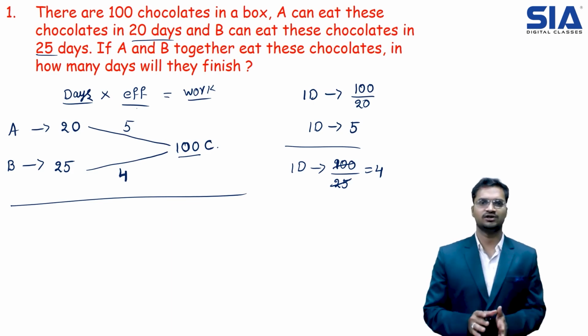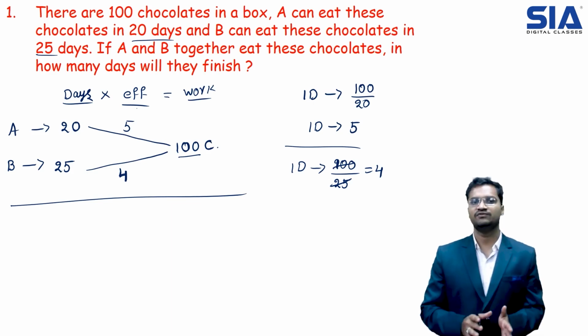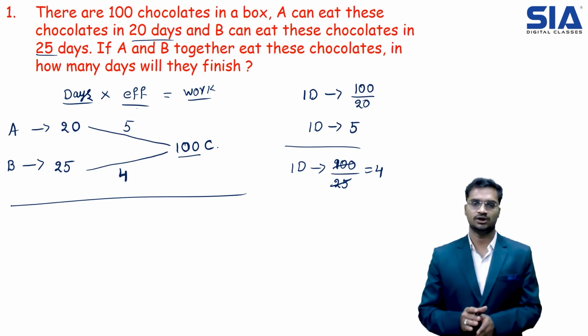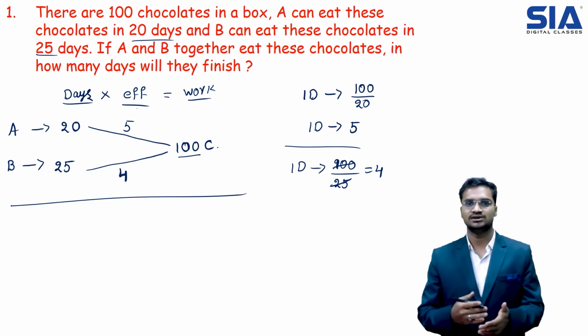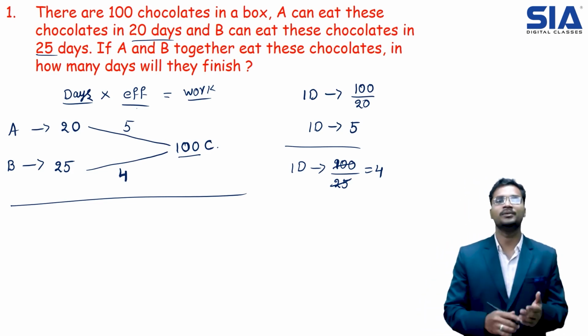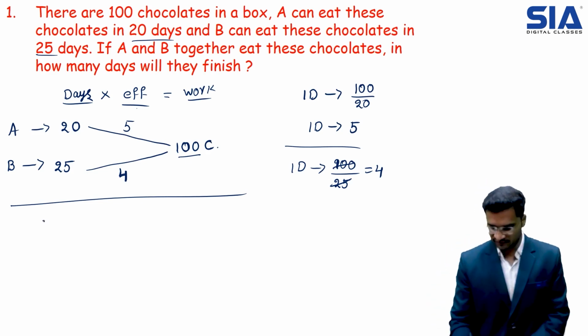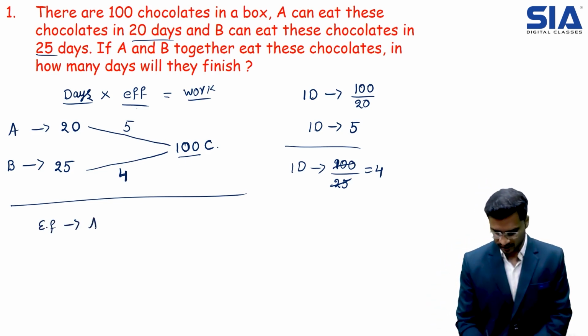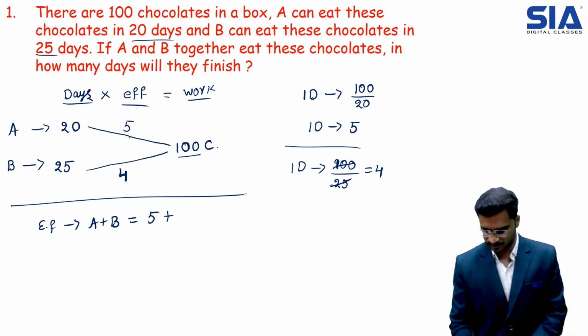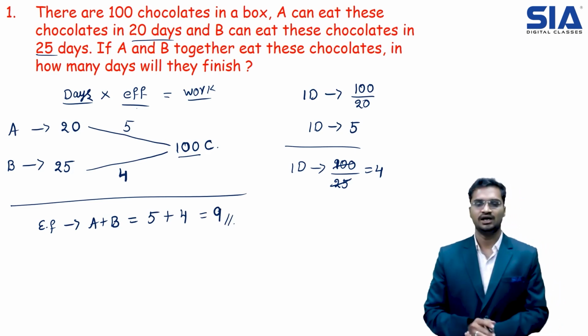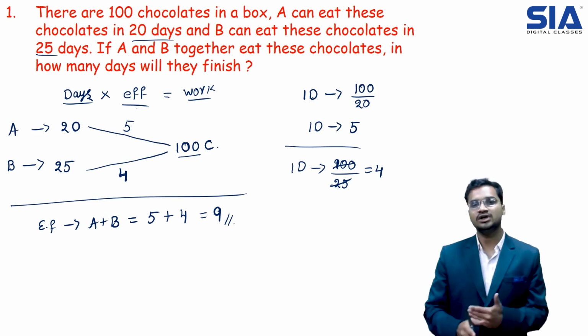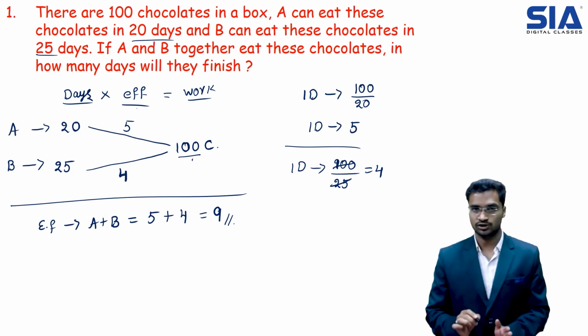Let us see what the question is asking. If A and B together eat these chocolates, both of them start to eat. In how many days will they finish? Let us see the efficiency of A plus B. A is eating 5 chocolates per day and B is eating 4 chocolates per day, so the efficiency is 9. The total work, the total chocolates to be eaten, is 100.